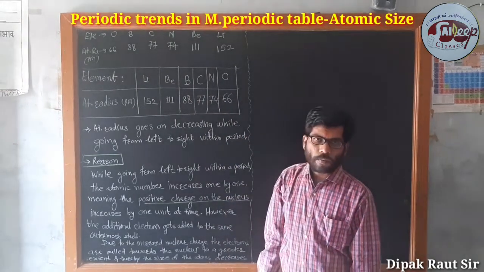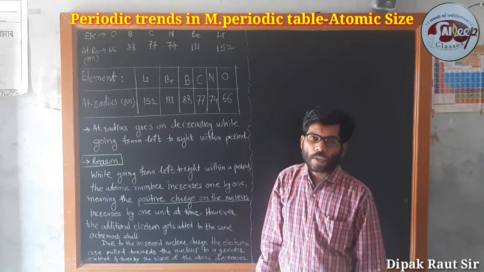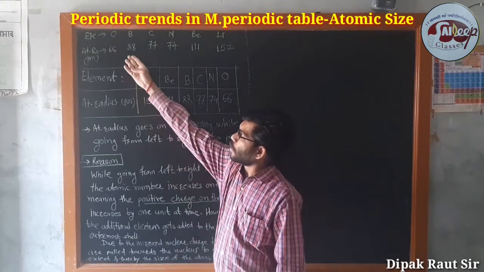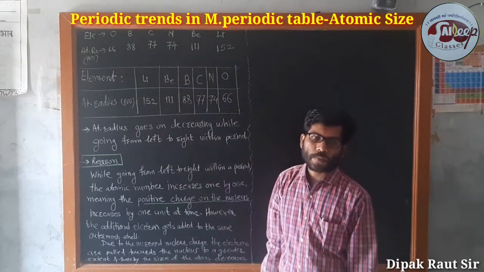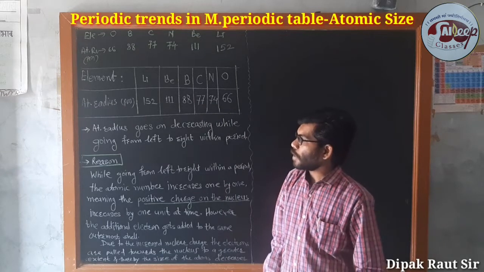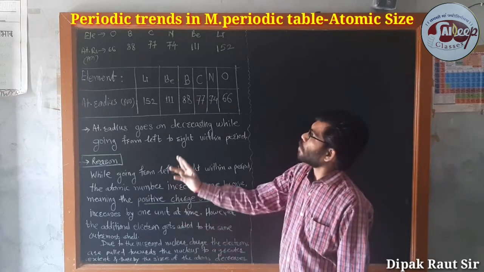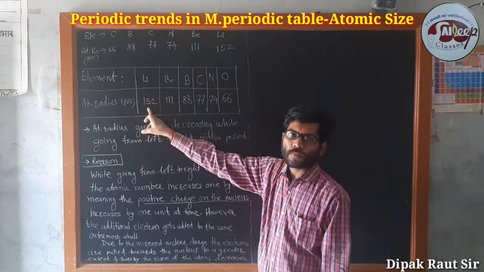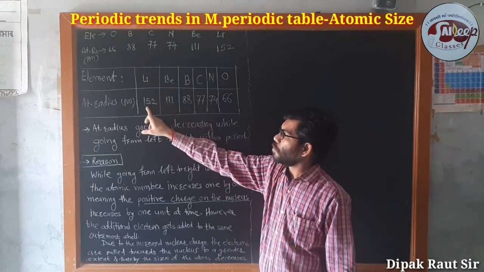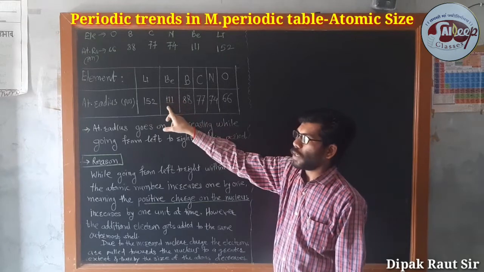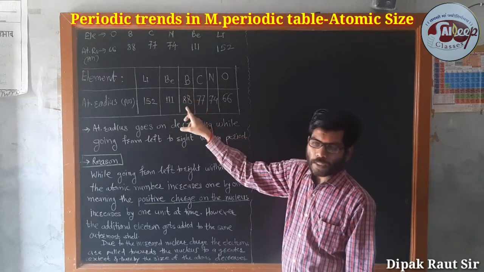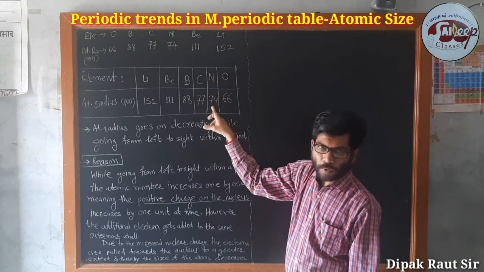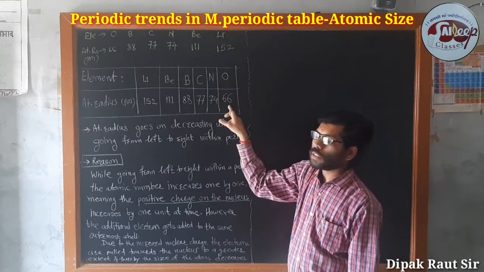Now, for the answer, we take the descending order of the atomic radius. When you take the descending order of the atomic radius, then first will come 152, that means lithium. Lithium 152, beryllium 111, boron 88 picometer, carbon 77 picometer, nitrogen 74 picometer, and last one, oxygen is 66 picometer.